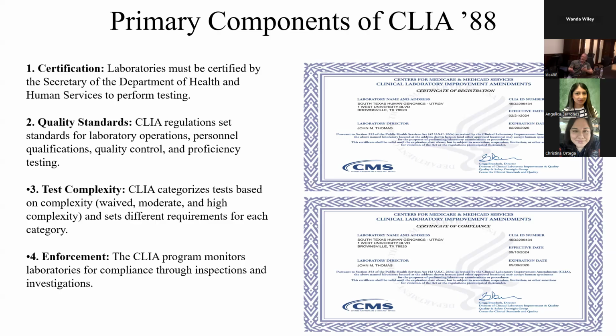And so CLIA comes down to four things. Laboratories must be certified. This certification is done at the state level. The labs have to all meet very high standards for quality, and they tell you the standards for how you operate the lab, the standards for the personnel, the people that work in your lab, the kind of quality control that you use in the lab, and how you make sure that your testing and the staff that are doing the testing are doing it properly.